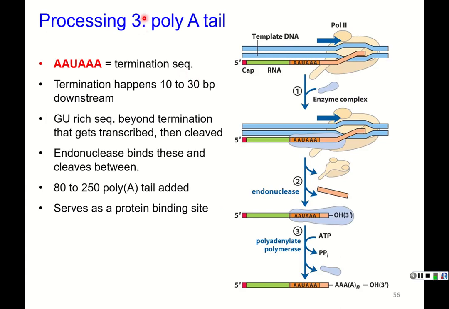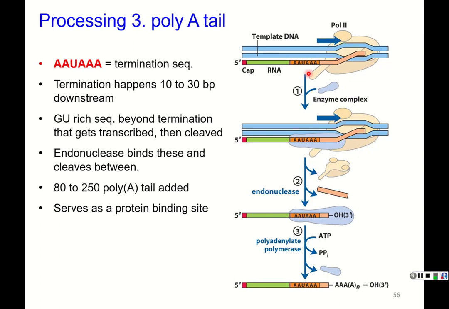Right, so the third part of processing that we'll talk about is that poly A tail that's added to the end. And there's a specific termination sequence, AAUAAA, and that's the termination sequence in eukaryotes. Okay. Termination happens 10 to 30 base pairs downstream of that termination sequence. You get a GU-rich sequence that's beyond the termination that gets transcribed and then cleaved. An endonuclease binds these and cleaves in between. 80 to 250 A residues are added to that tail at the end, so it's quite long. Okay, that serves as a protein binding site.